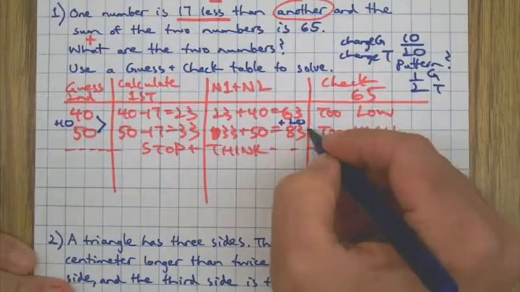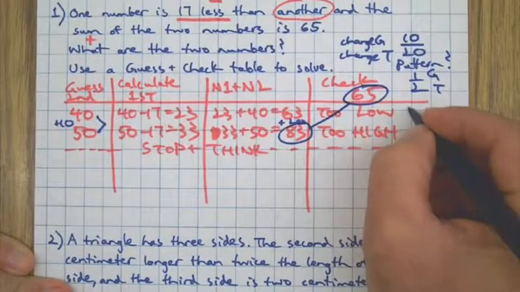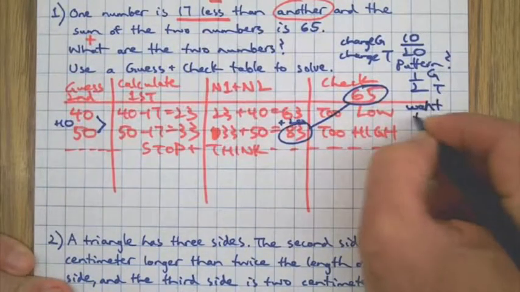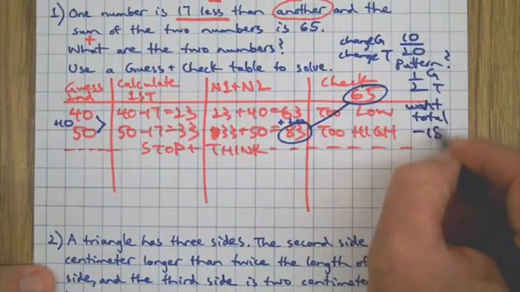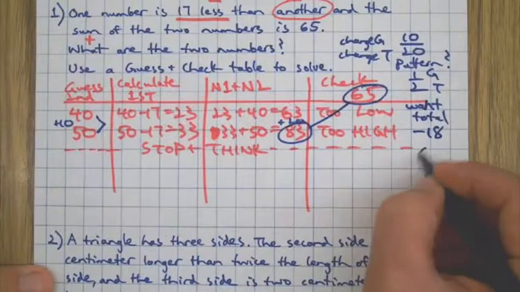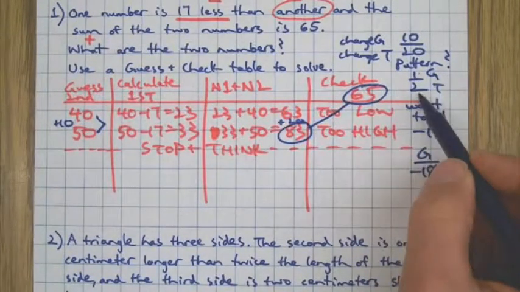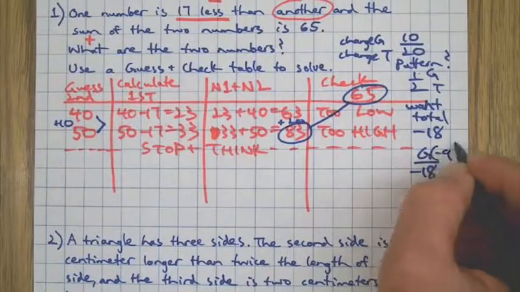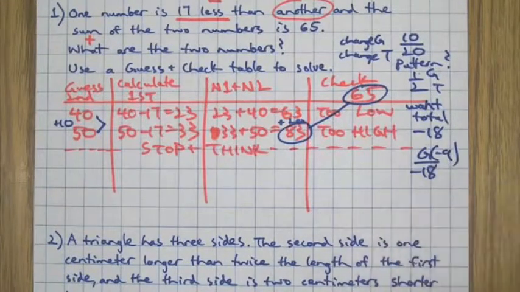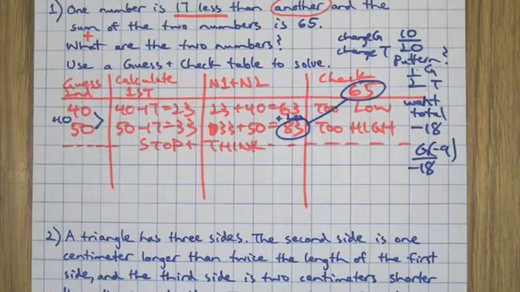So I want my total to go down by 18. So my guess, if the pattern is 1 for every 2, or half of the total is going to be the guess, what's half of negative 18? Negative 9, right? I want my guess to go down 9, and then my total will go down 18, and I'll have 65. So here we go.